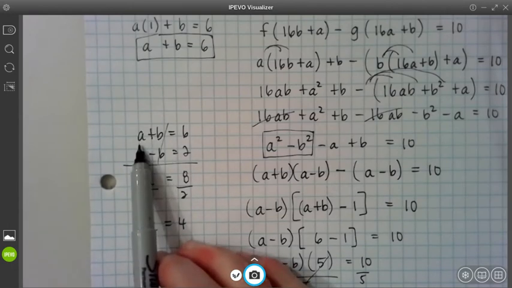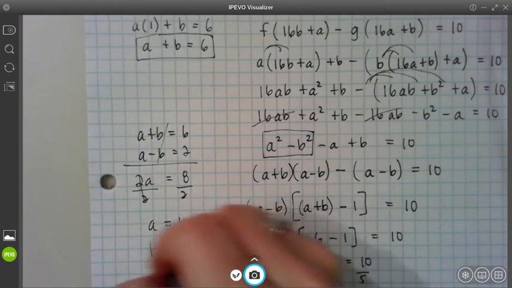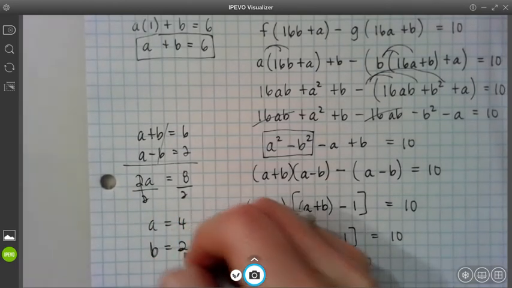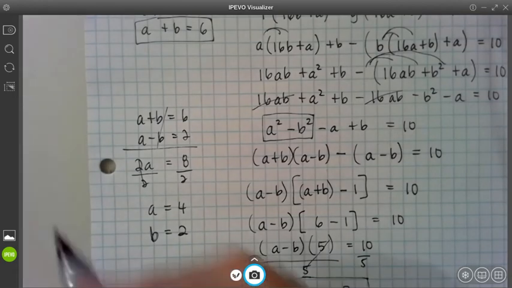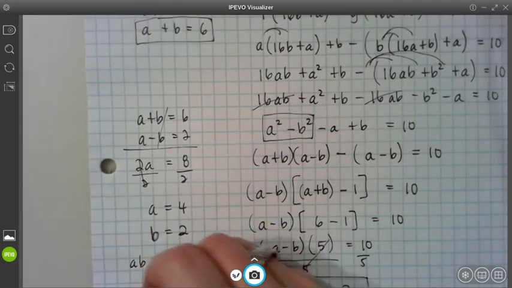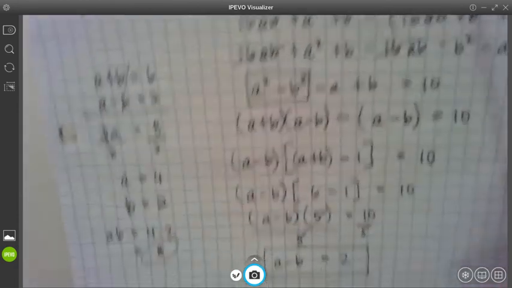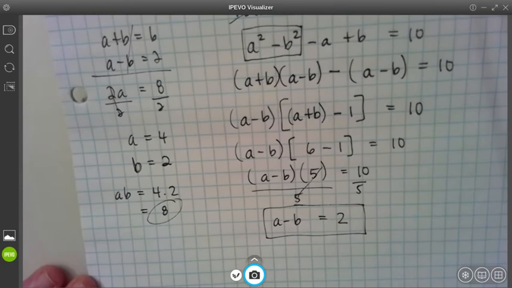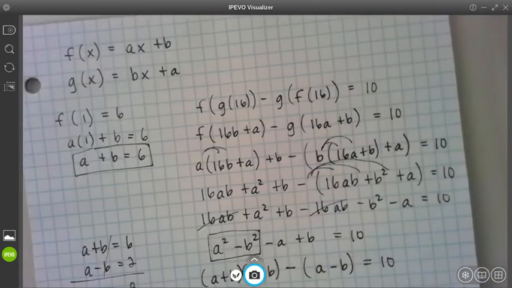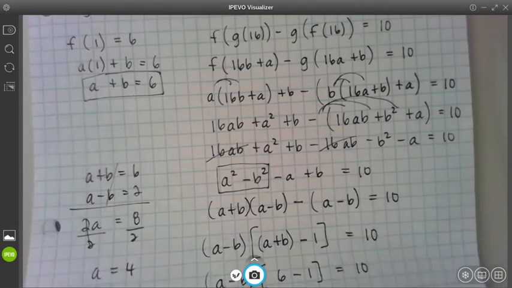So now a is 4. So if a is 4, b must be 2. So now that I know what a and b are, now the problem asks me to find their product. So a times b is equal to 4 times 2, and that equals 8. So at the end of the day, a times b is 8. Okay, so again, that's a little tricky just because of all the manipulations they expect you to be able to do, okay? But that's how that problem works.